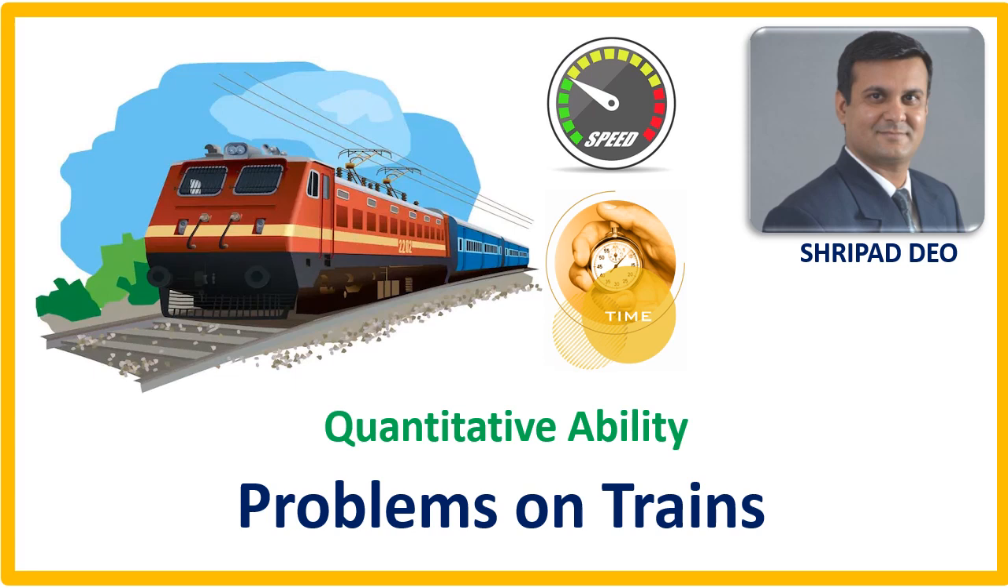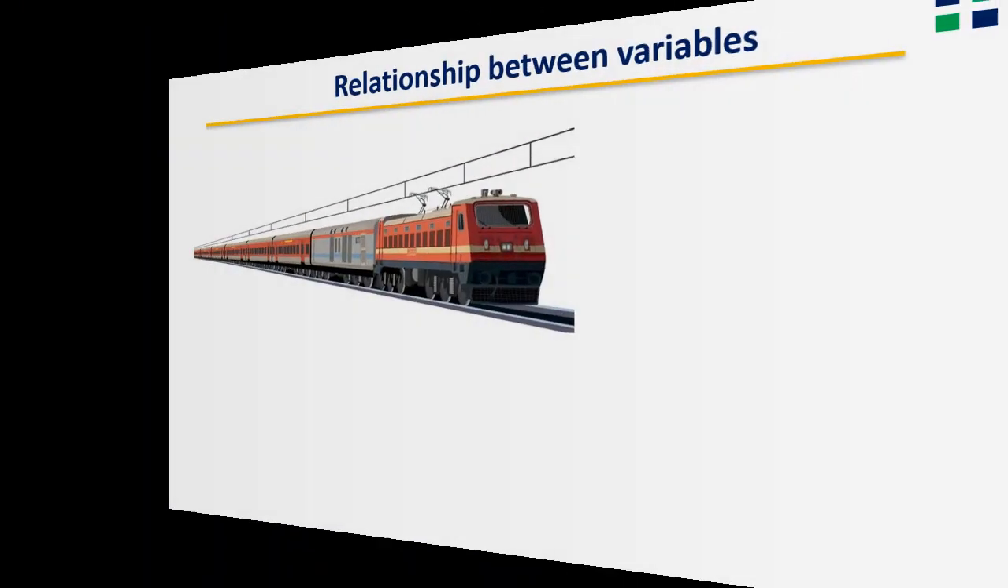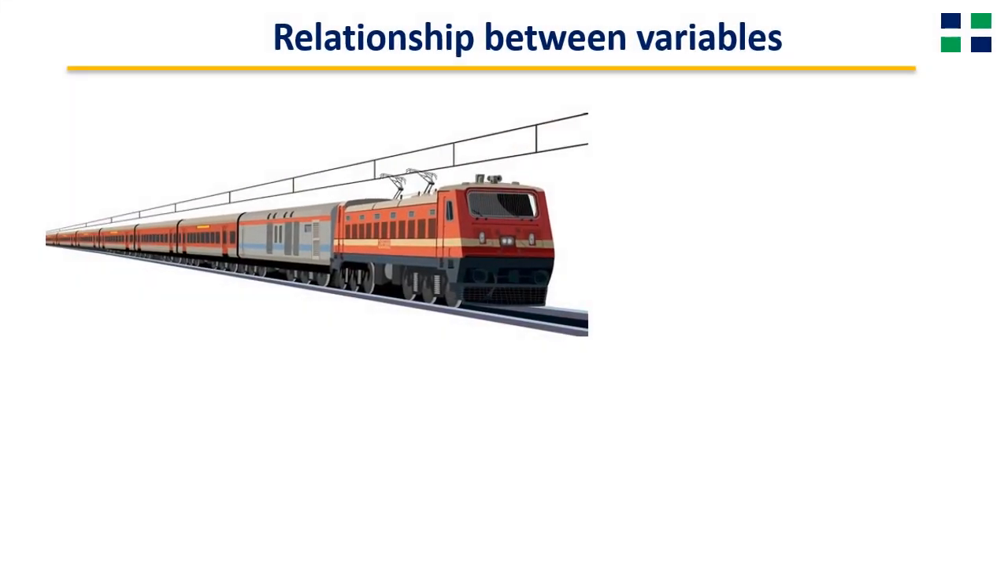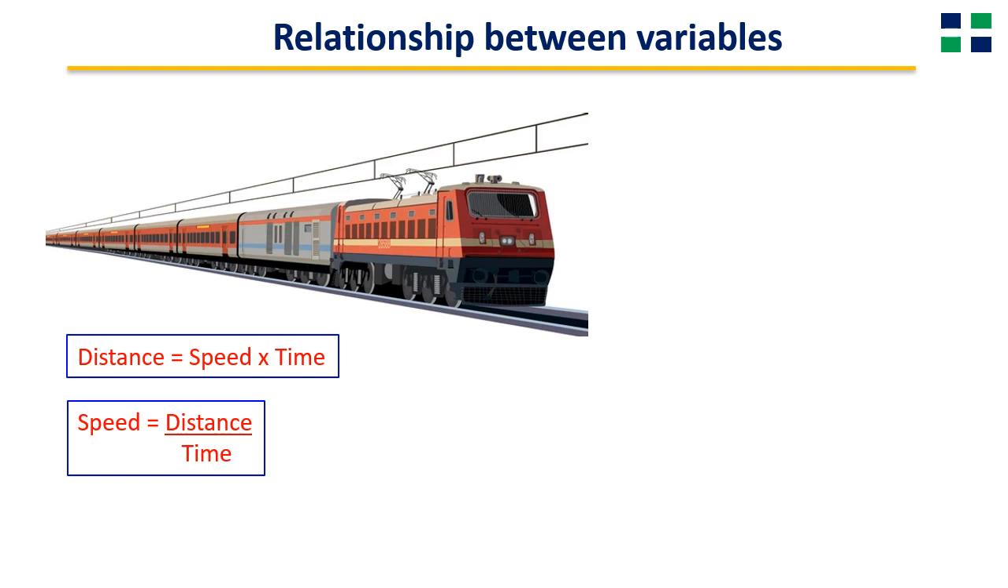Quantitative ability problem on trains. This topic is basically the extension of time and distance, because the concepts that are learned in time and distance will also be used in this topic. What three variables are involved here are speed, time and distance. Distance is a product of speed and time. Speed is equal to distance divided by time, and time is equal to distance divided by speed.